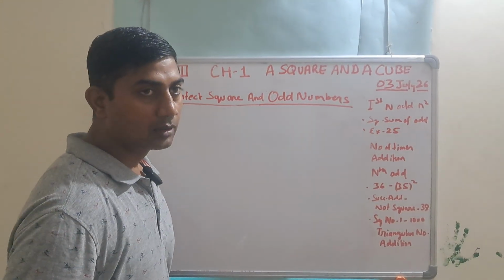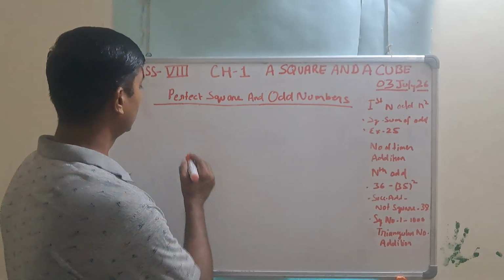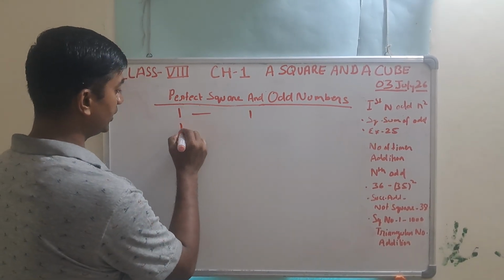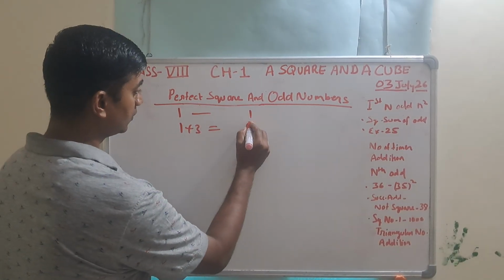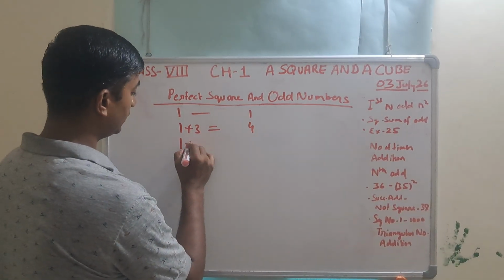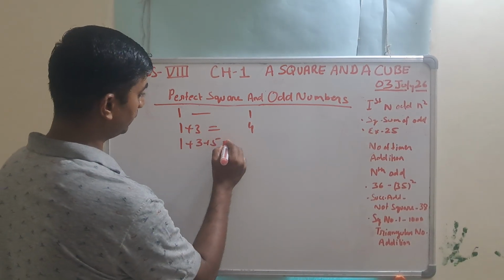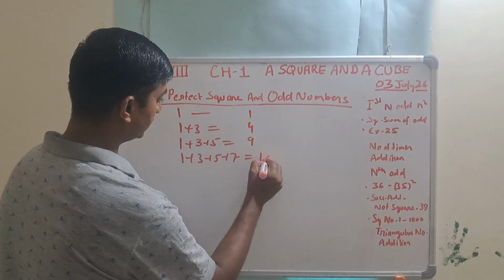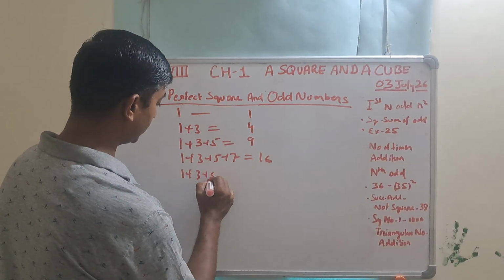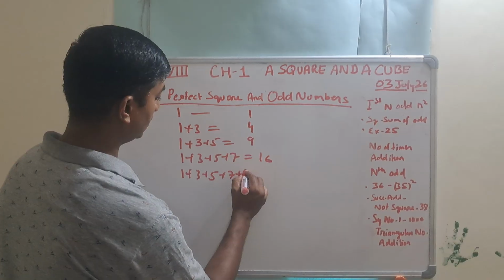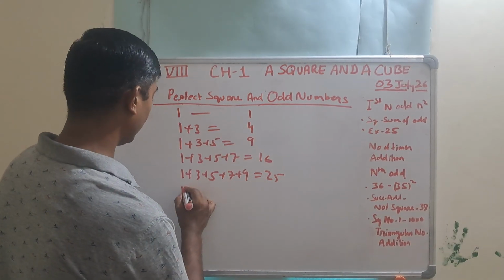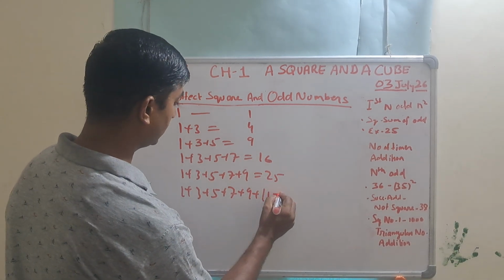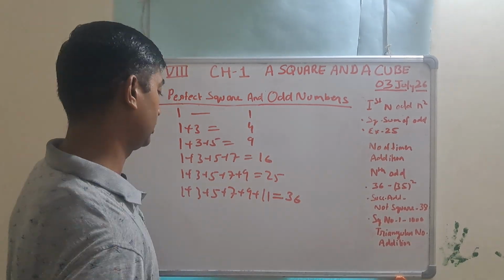Let's add consecutive odd numbers. 1. Addition will get 1. The second is 1 plus 3. We'll get 4. Third is 1 plus 3 plus 5. We'll get 9. 1 plus 3 plus 5 plus 7, 16. 1 plus 3 plus 5 plus 7 plus 9, 25. 1 plus 3 plus 5 plus 7 plus 9 plus 11, 36.